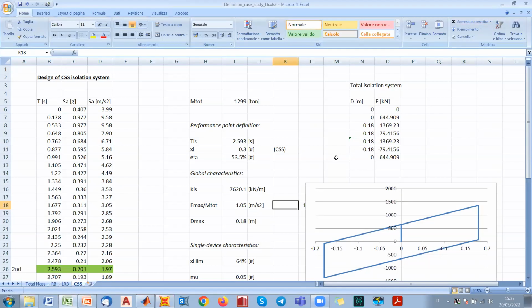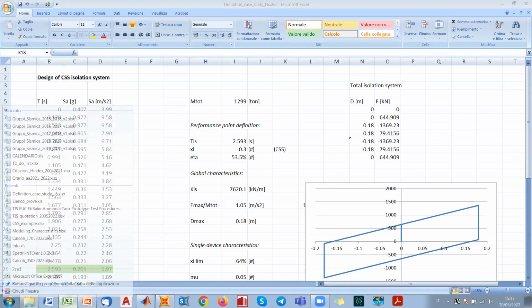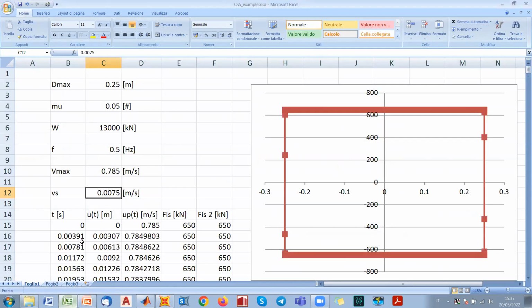So let's check back these. Okay, it goes. So if you remember, yesterday we considered these, which was actually the example for CSS, and this can be done also for the definition of the hysteresis of both the isolation and the single device. Just because here you can set the design value of displacement, here the friction coefficient, the total weight.